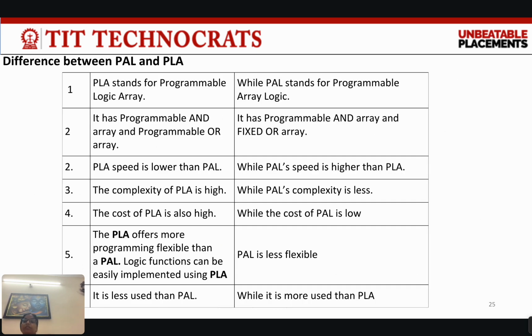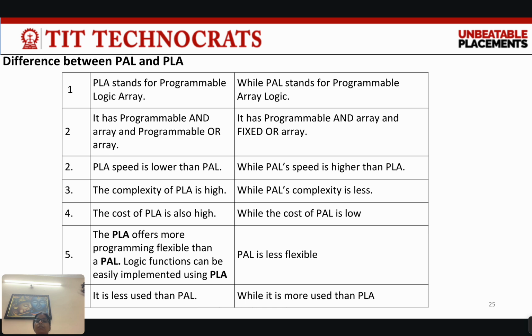Now let us see the difference between PAL and PLA. PLA stands for programmable logic array, while PAL stands for programmable array logic. PLA has a programmable AND array and programmable OR array, while PAL has a programmable AND array and fixed OR array. PLA speed is lower than PAL, while PAL speed is higher than PLA. The complexity of PLA is high, while PAL's complexity is less. The cost of PLA is also high, while the cost of PAL is low.